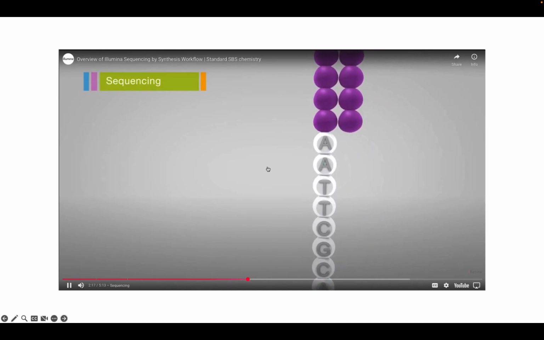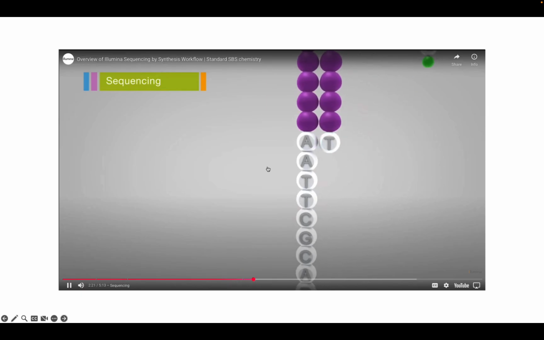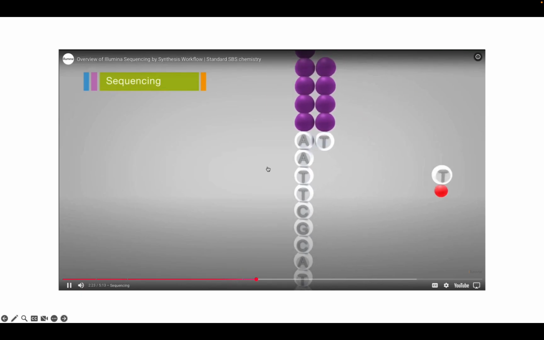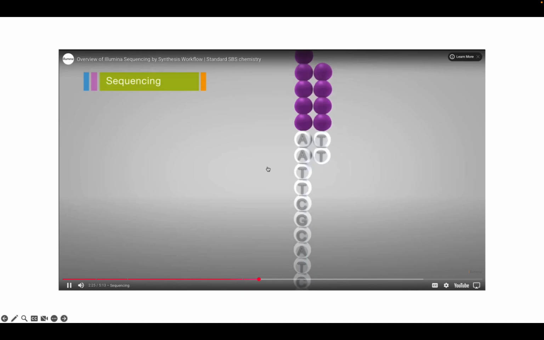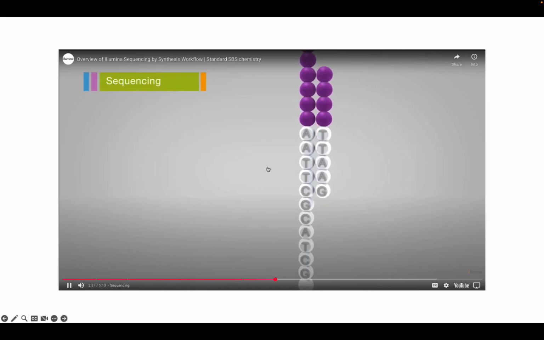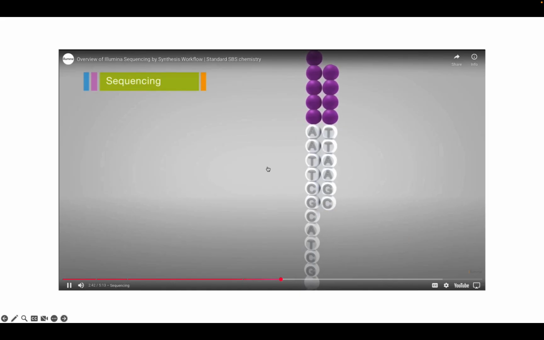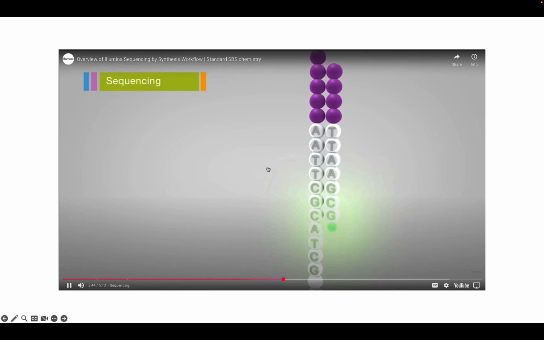Sequencing begins with the extension of the first sequencing primer to produce the first read. With each cycle, fluorescently tagged nucleotides compete for addition to the growing chain. Only one is incorporated based on the sequence of the template. After the addition of each nucleotide, the clusters are excited by a light source, and a characteristic fluorescent signal is emitted. This proprietary process is called sequencing by synthesis.